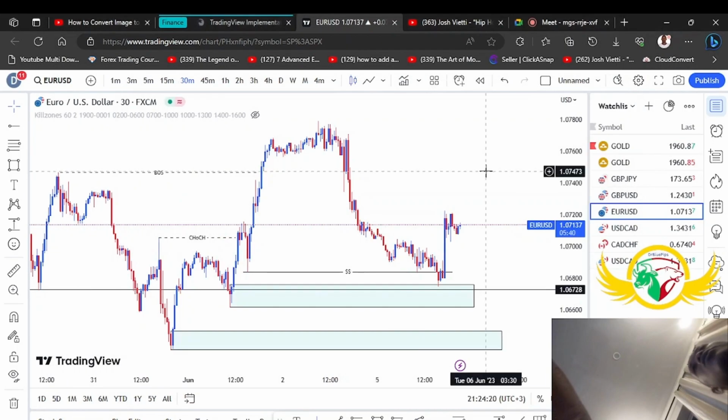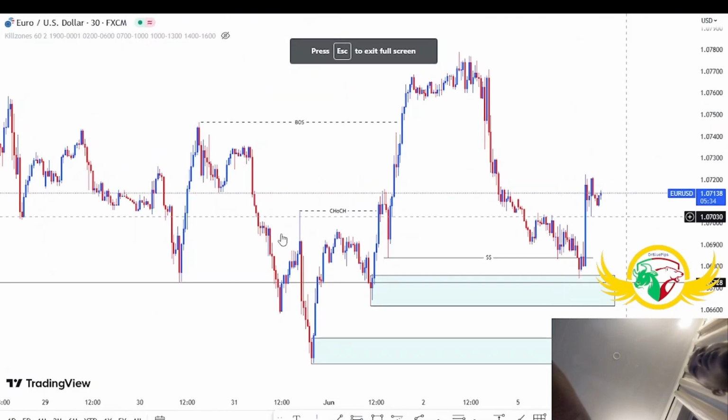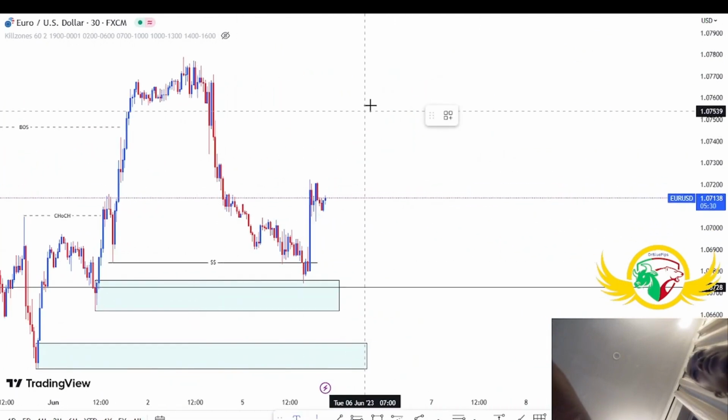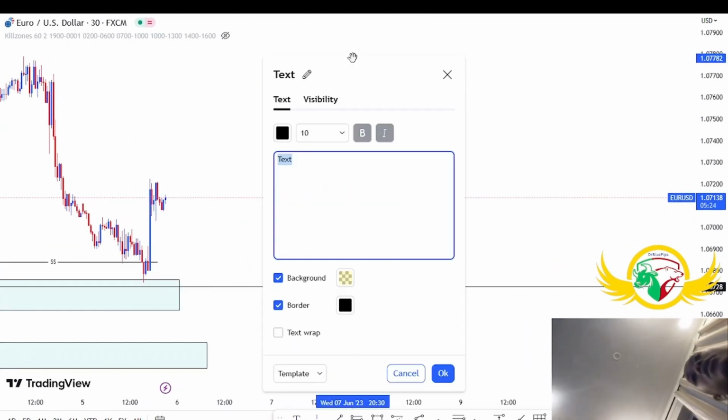Today we are going to learn about risk management. So today's topic is about risk management. Capital letter. Risk management.